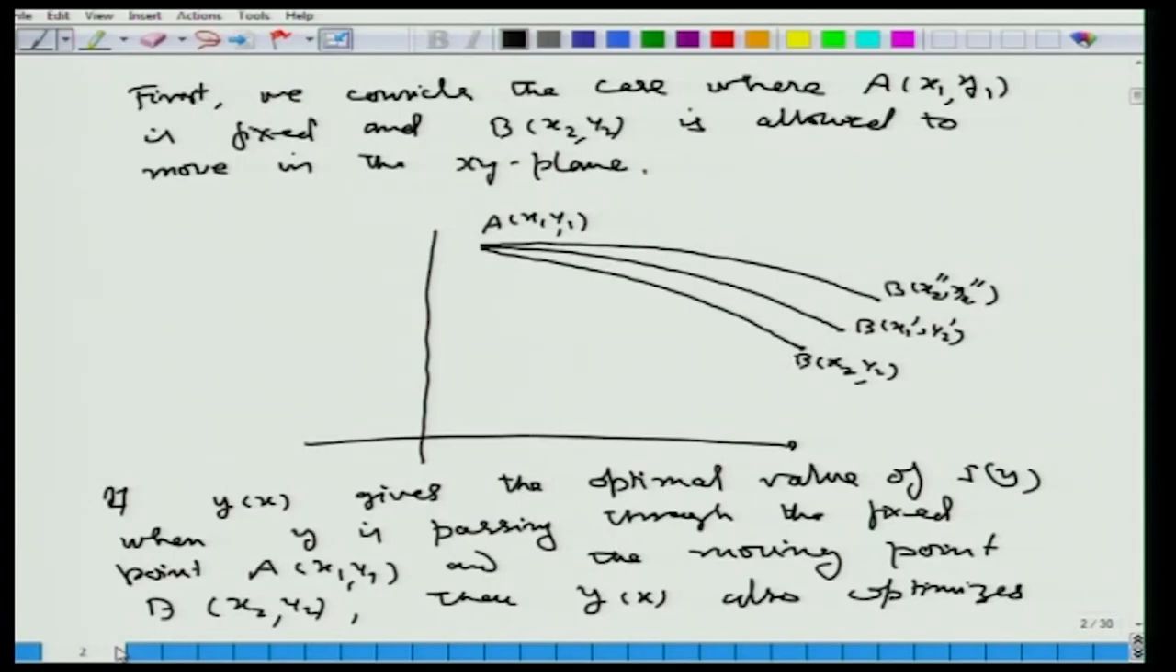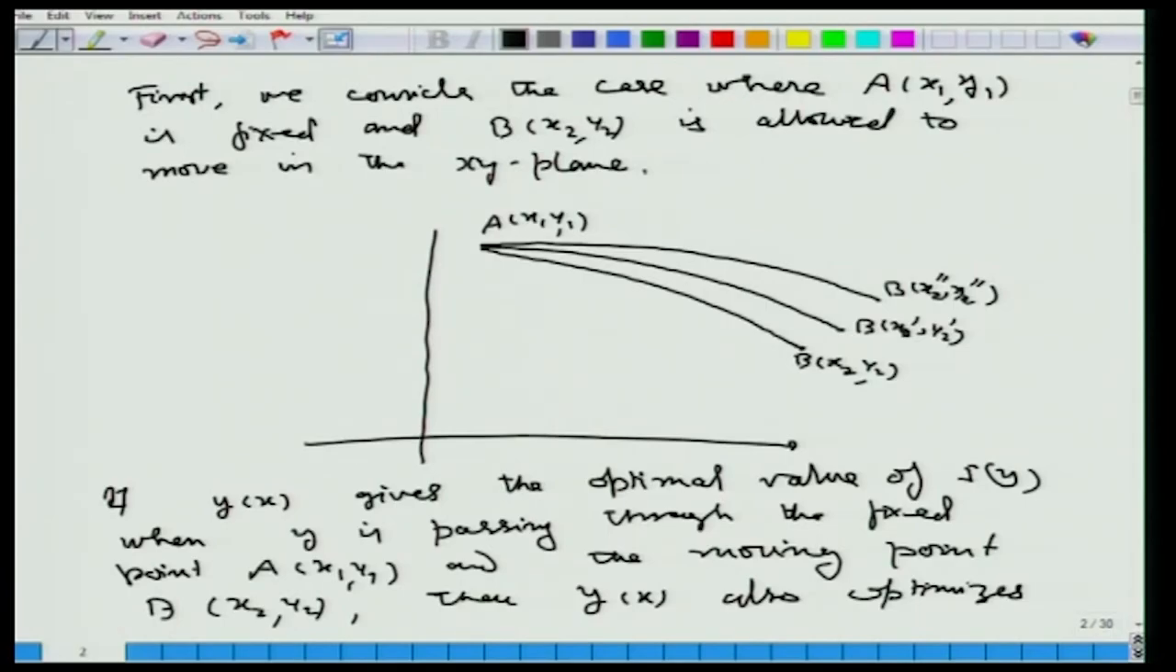Here we had considered first the case when one of the points, let us say the point A(x1, y1), is fixed and the point B is moving freely in the xy plane or moving along a given curve. So, here B(x2, y2) moves to a neighboring point B, and then again it moves to B, like that it keeps on moving, or it may move along a given curve.